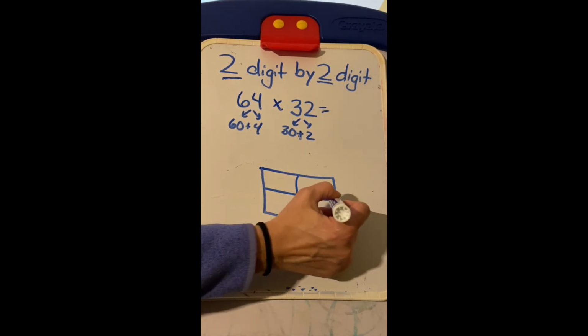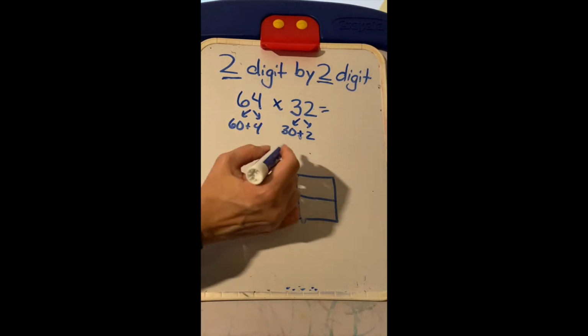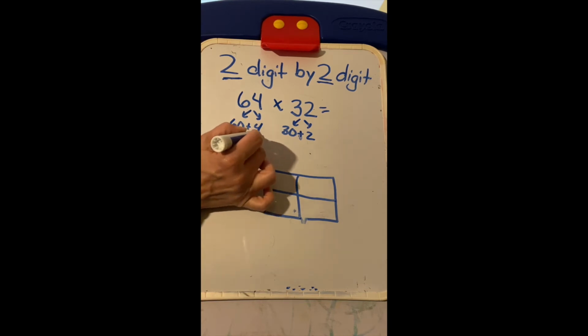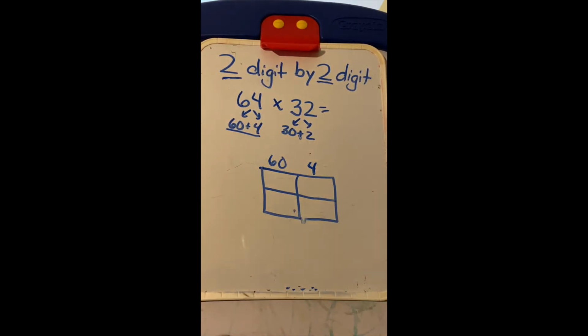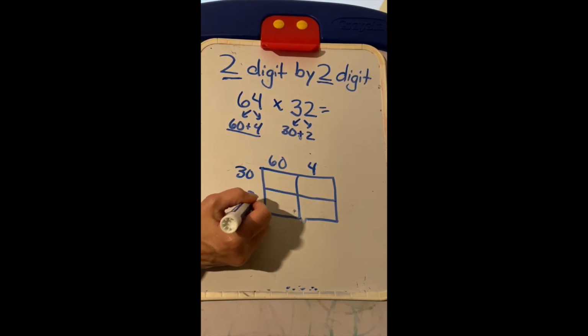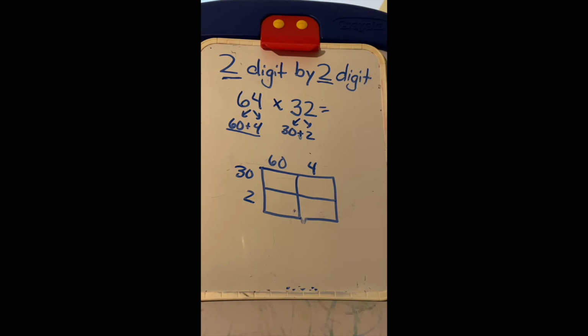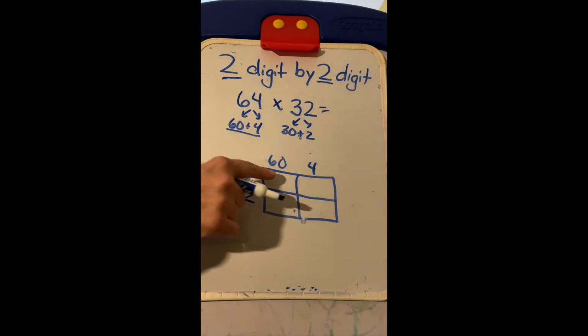Okay, so I have 60. Make sure you keep them together. So if I put 60 and 4 on this side, I need to put 30 and 2 on this side, okay? So I'm going to first start with this square.